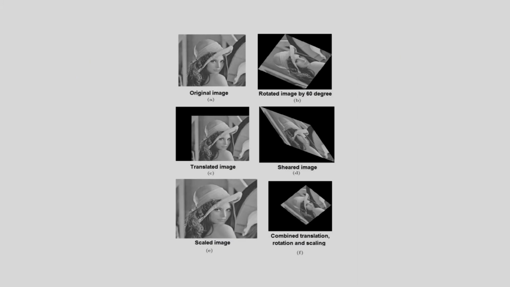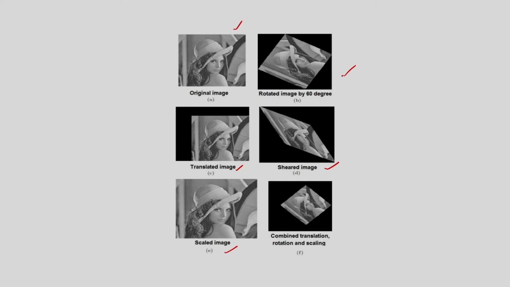You can see I have the original image. This image can be rotated by 60 degree, and also this image can be translated. So this is the translated image. This image can be sheared. That means the scaling is not uniform throughout the image, that is called shearing. Also we can do the scaling, scaled image you can see, and also we can do the combined translation, rotation and scaling. So this is the concept of the affine transformation.